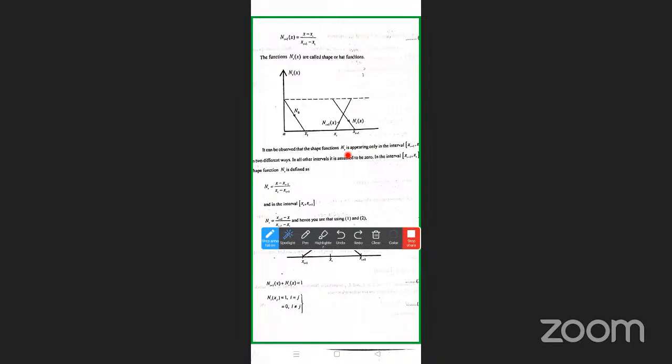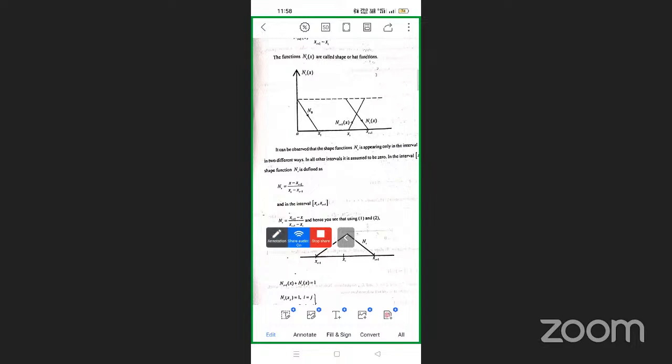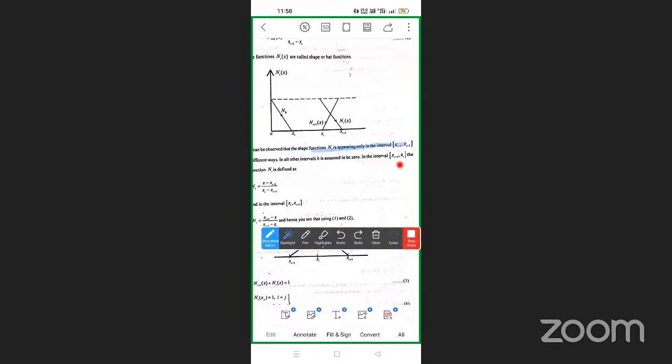It can be observed that the shape function ni appears only in the interval xi minus 1 comma xi plus 1, in two different ways. In all other intervals it is assumed to be 0. So in the remaining intervals, the ni function is 0.